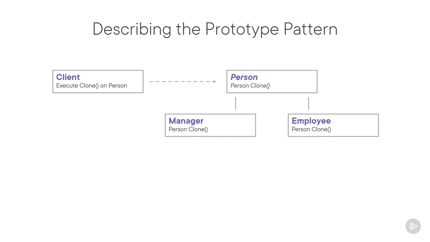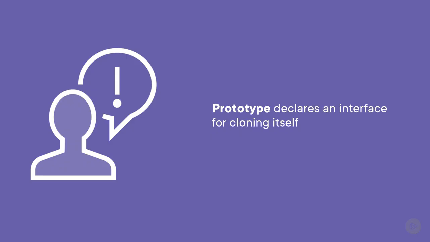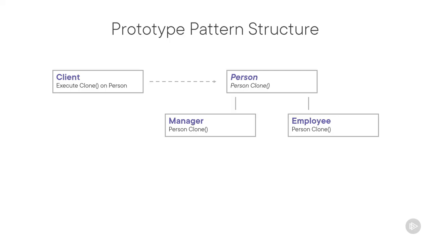In essence, it describes a way to create a new object by cloning an existing one. Let's map this example to the pattern structure. The prototype pattern obviously contains a prototype class. That prototype declares an interface for cloning itself. It maps to our person class. A way to implement this would be as an abstract base class with an abstract clone method on it, but as is often the case, an interface is possible as well.